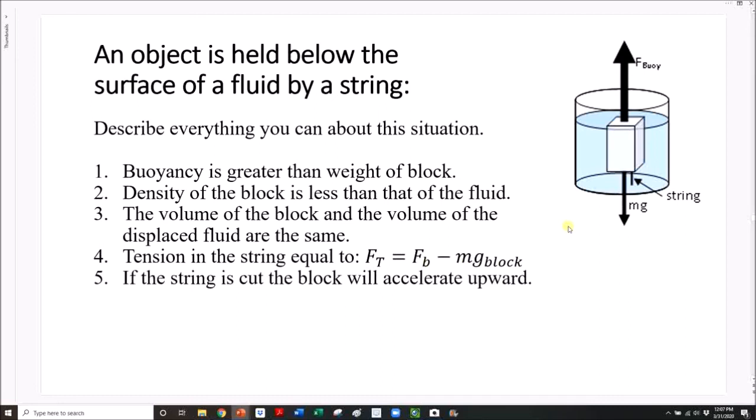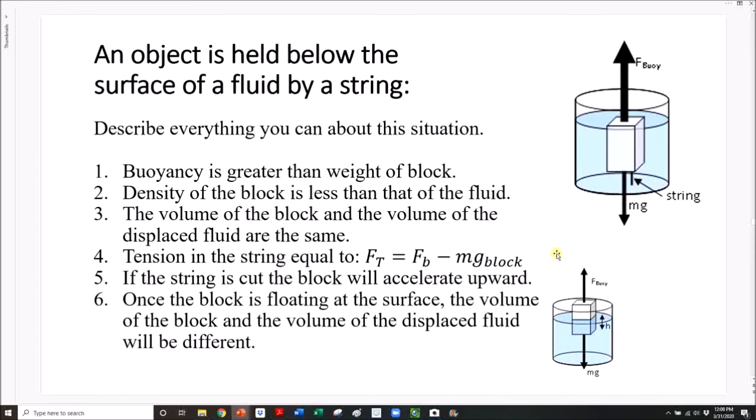Did you write down that if you cut the string that it would accelerate up, that this would be the net force on the block now, and it would accelerate up just like a normal F equals ma problem? Now, assuming there's not too much viscous friction from the fluid. And our last one, once the block is floating at the surface, the volume of the block and the volume of the displaced fluid will no longer be the same. All right, excellent.